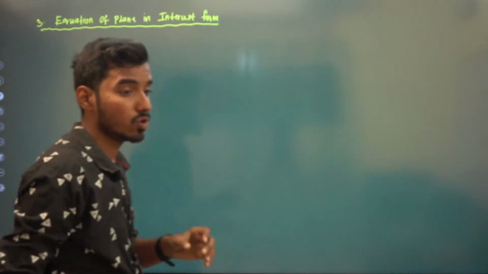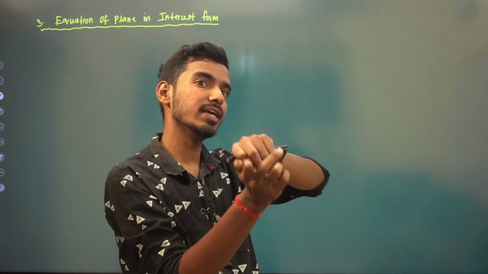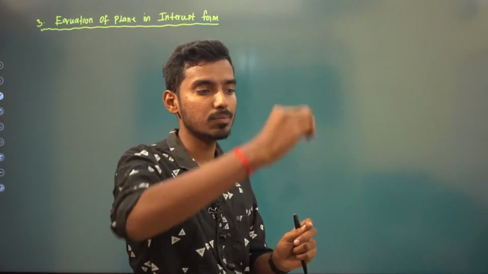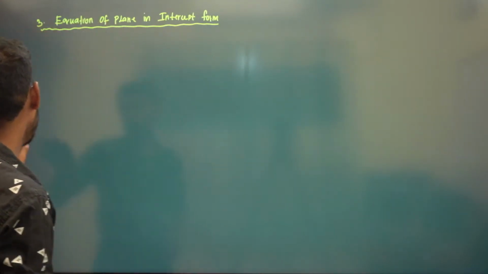So you know what is intercept, right? Intercept means when y and z are 0, x will be some length. It is called x intercept. Y intercept means x and z are 0, y is something. Z intercept means x and y are 0, z is some number. So we're going to find equation of plane in intercept form. This is very easy. We come across this in school level itself, right?